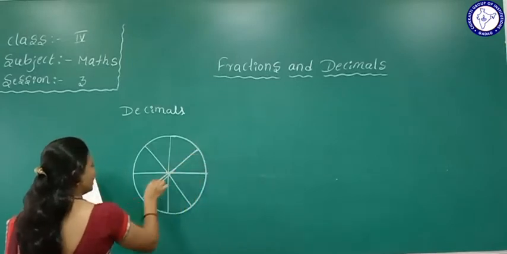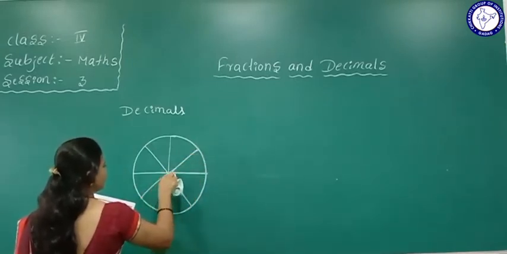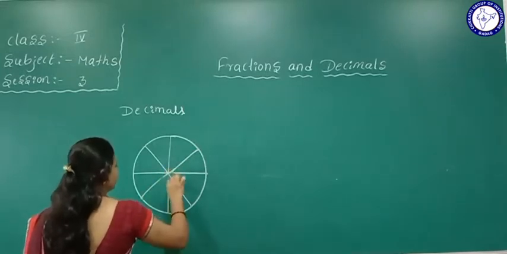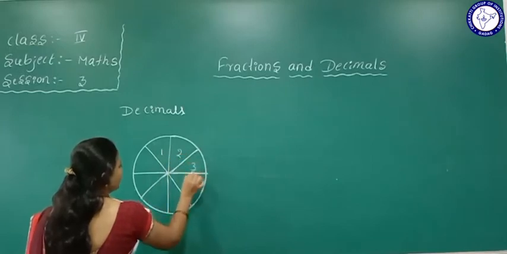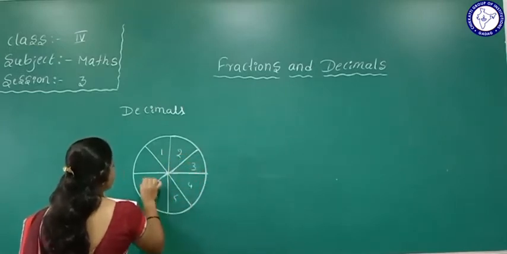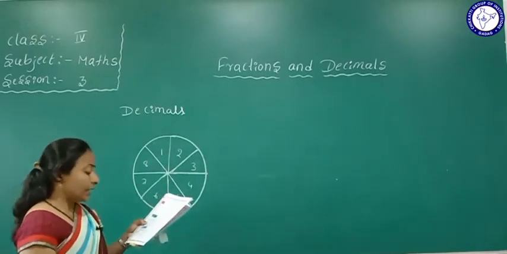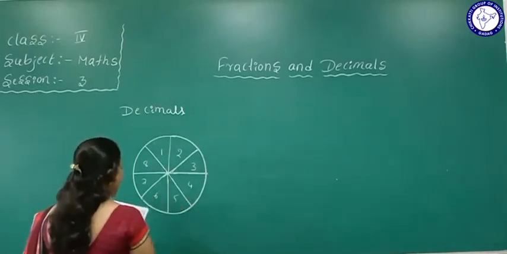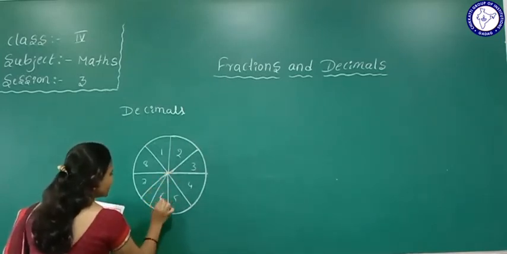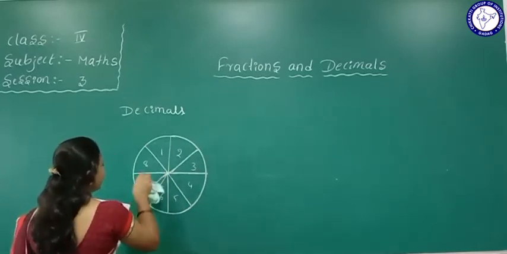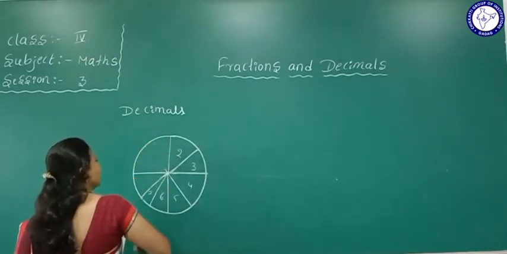Okay, so totally how many parts? We'll see how many there are. We'll count now. 1, 2, 3, 4, 5, 6, 7, 8. Totally how many are there here? 8 are there. So we'll add another 2, 6, 7. Totally we'll make 10 parts.